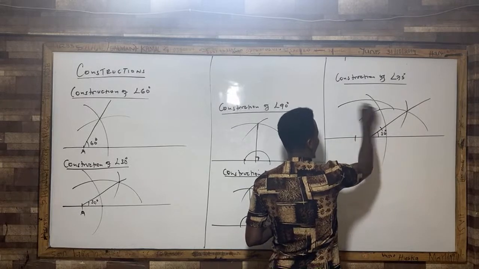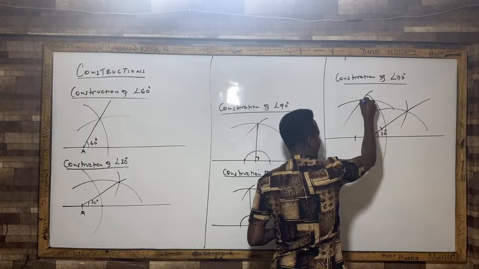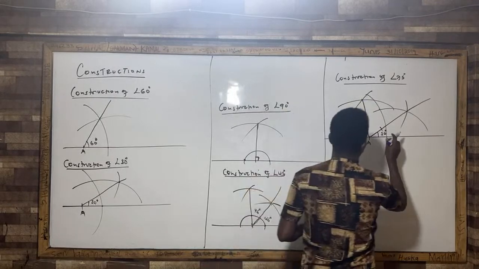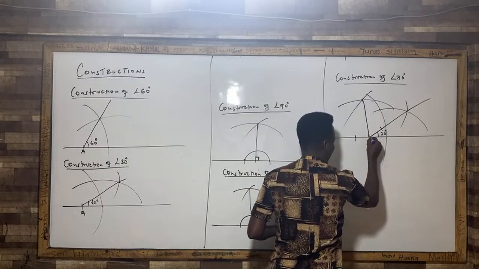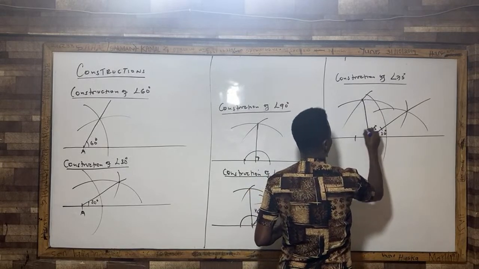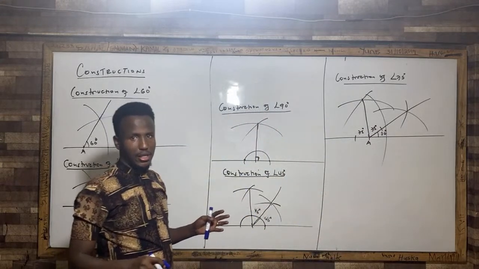Stand here, draw an arc. Come here, draw another arc. Where these two arcs meet, join here, okay? So obviously, this will be our 150, our 75, sorry, this 75, this also 75. Don't get confused here, just understand this.